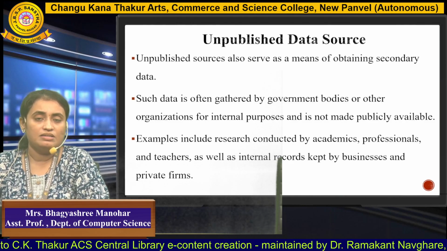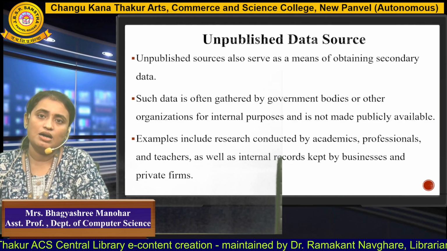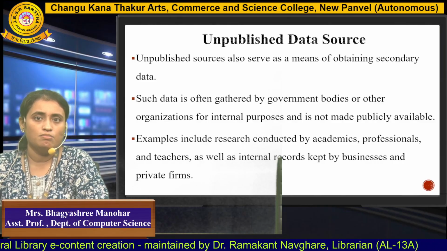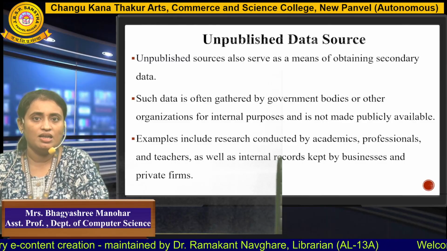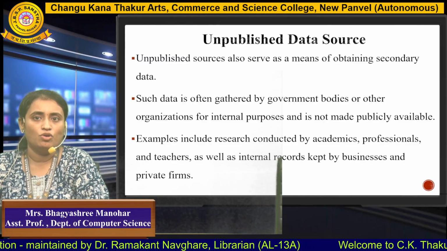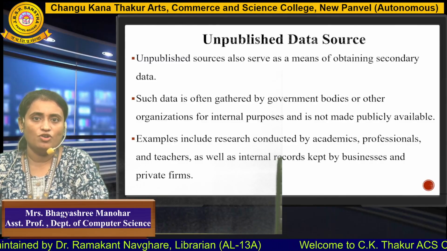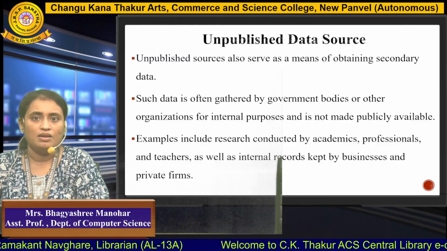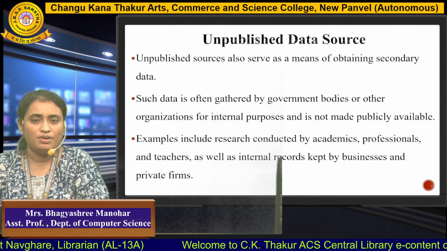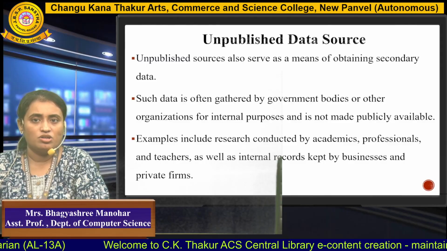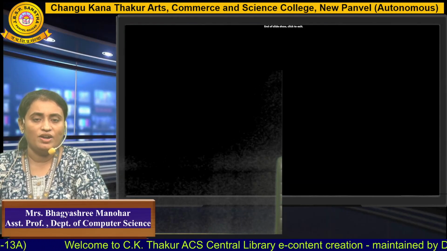Then there is the second type, that is the unpublished. Unpublished sources also serve as a means of obtaining secondary data. It is often gathered by government bodies or other organizations for internal purposes and is not made publicly available. Examples are academic and professional research papers, as well as internal records kept by businesses and private firms.